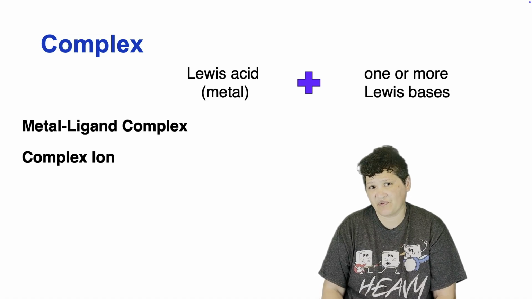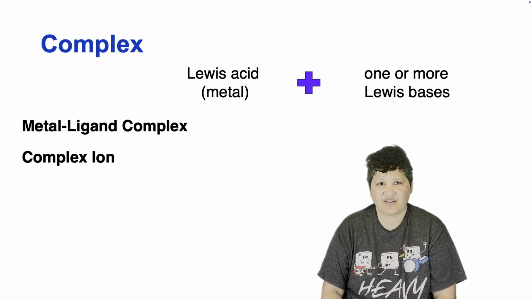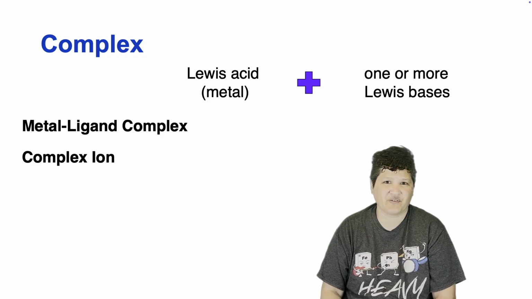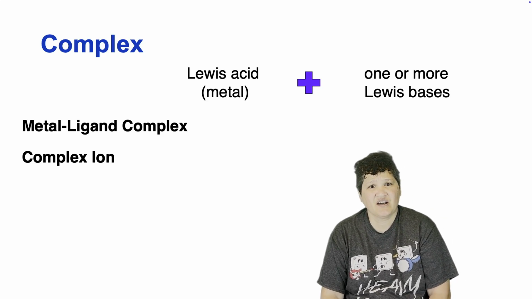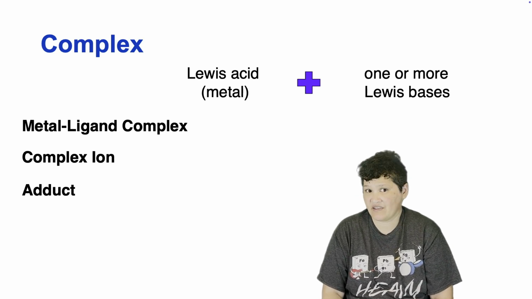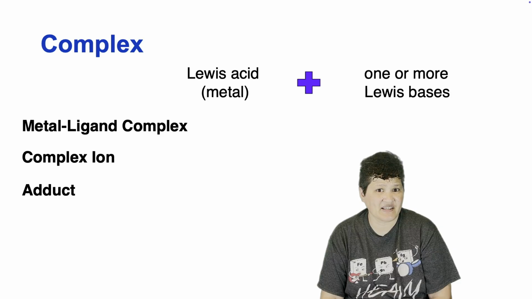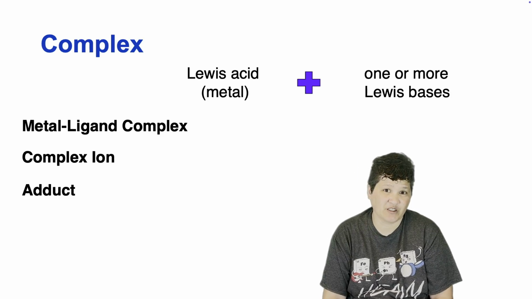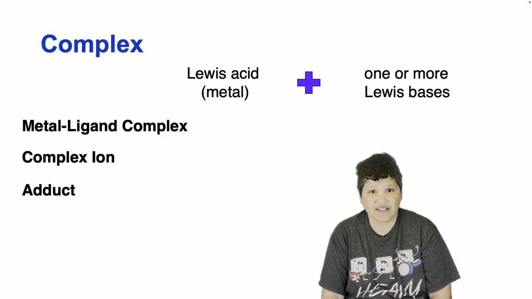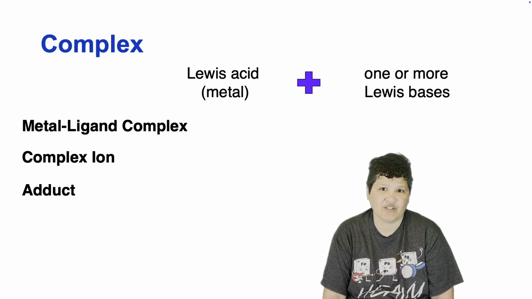That's a term that I don't really like because they aren't ionically bound, and as you'll see in the next video, they also don't necessarily have a charge. Finally, you will sometimes see these referred to as adducts. In one sense, that's a good term because an adduct is something that's formed in a reaction between a Lewis acid and a Lewis base. But not all adducts are metal-ligand complexes, so I will also not be using this term.